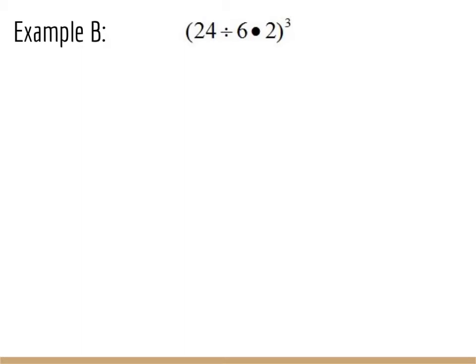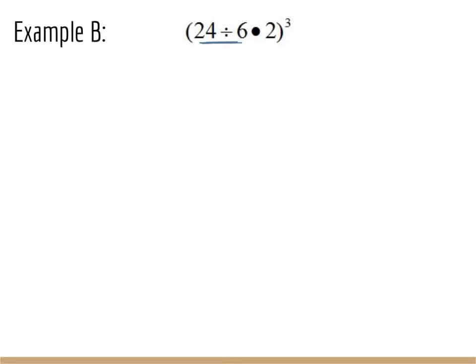Here we are in example B, and I've got some parentheses, I've got some exponents, I've got some multiplication and division. I've got everything here except addition and subtraction, it looks like. So let's go ahead and get started. So I'm going to start with grouping symbols. So I've got my 24 divided by 6 times 2 all on the inside and to the third power on the outside. So that's the thing I'm not going to worry about because I'm going to be working inside out. I've got division and multiplication inside, and since division is on the left, it's the thing I'm going to be doing first. So I'm going to underline that because that's the thing I'm going to be doing first.